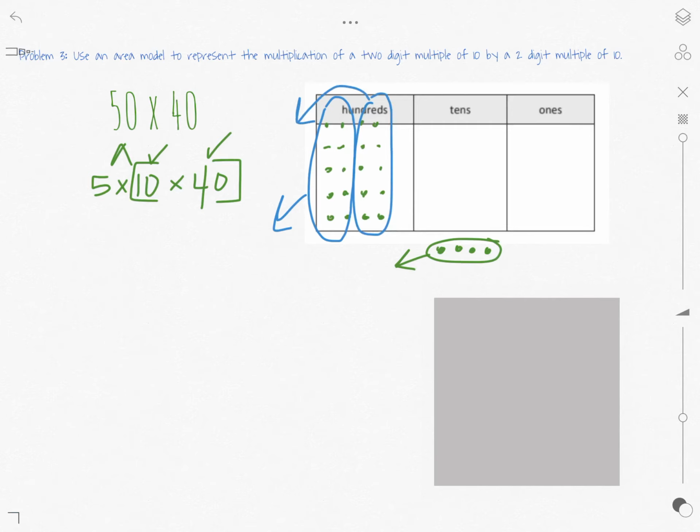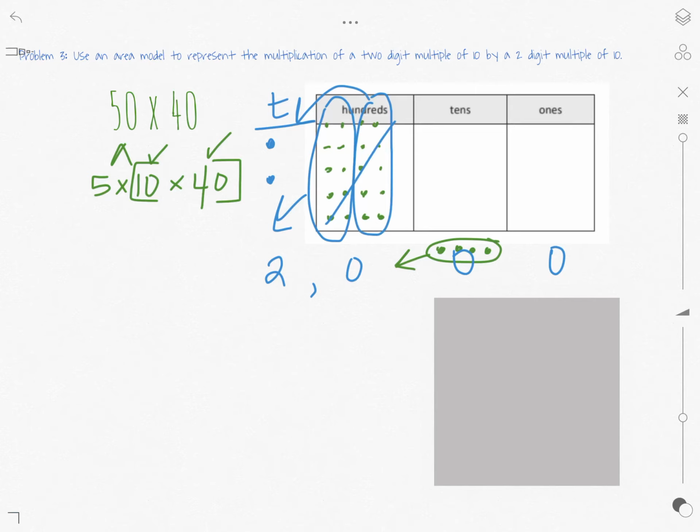Now, I don't have my other column over here, but I know that the place value to the left of the hundreds is the thousand. So I'm going to have 2 in the thousands, 0 in the hundreds because I've used those, 0 in the tens, and 0 in the ones, which gives me 2,000.